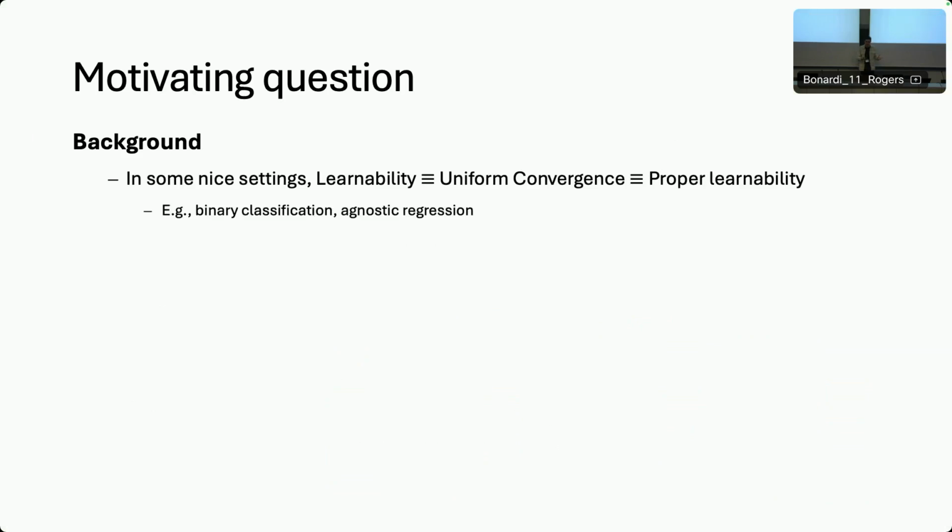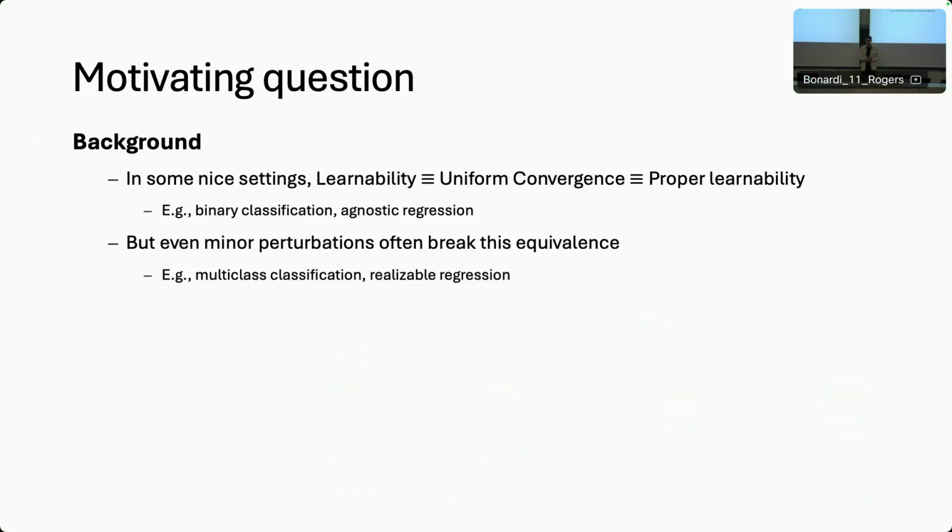To give you a little background, you're probably familiar with some nice settings in which learnability by any kind of learner is equivalent to proper learnability going through uniform convergence. This is the case in nice settings. Examples are binary classification and agnostic regression. But oftentimes this equivalence is brittle to even small changes in the setup. If I move to multi-class classification on arbitrary label sets, or if I go to realizable regression, then all of a sudden I have a gap between proper learnability and improper learnability. So some problems can be learned, but only improperly.